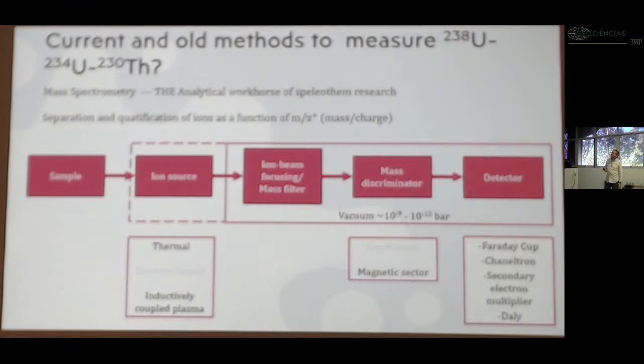The ones I'm going to be talking about mostly are either thermal ionization or inductively coupled plasma as ion sources. Today most uranium thorium dates are obtained with ICP-MS, and I'm going to tell you why in a minute. Even though you can measure 238, 234, and 230 with a quadrupole, magnetic sectors are more sensitive and have lots of other advantages, and with all these detectors.